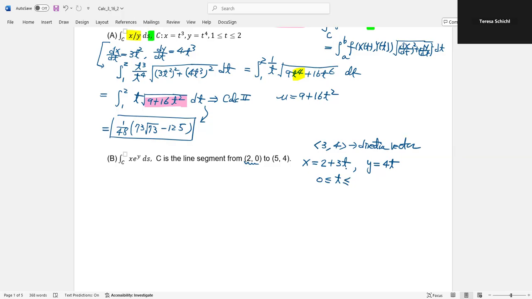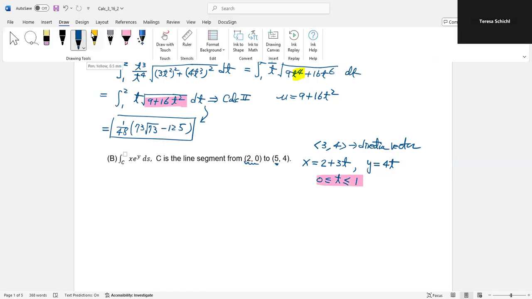So when t equals 1, x ends at 5, and y will end at 4. So I know this is going to be my parametric equation with the bounds here. This is how we parameterize a line segment. All right, because we have this, the problem becomes pretty easy.